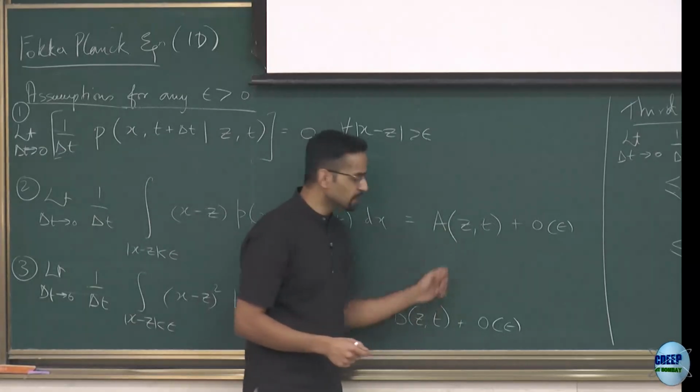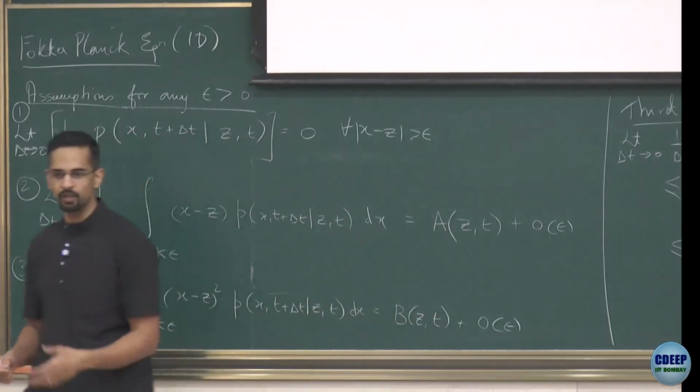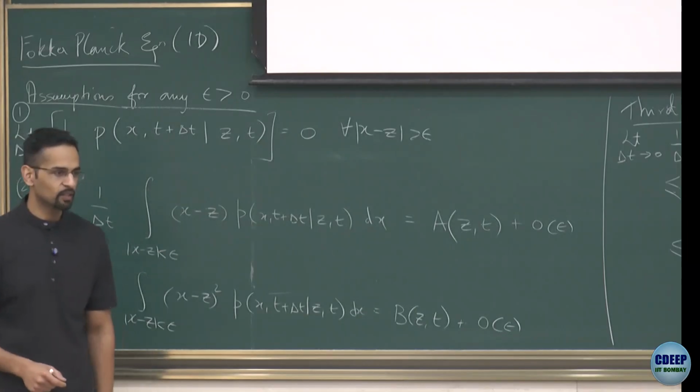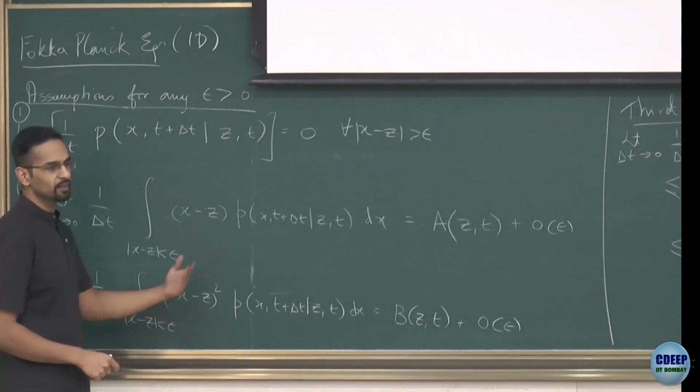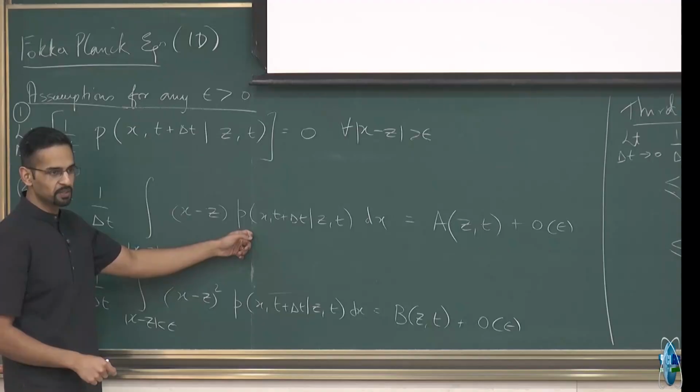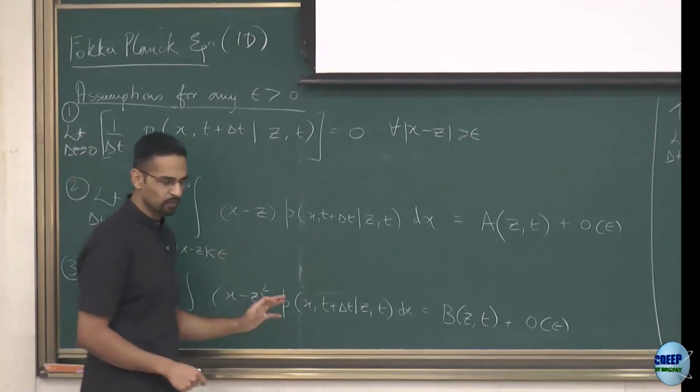Now the question is, how can I use this information, this definition of velocity and diffusion kind of behavior, to get an evolution equation for the probability distribution itself? Okay, that's what we're going to do now.